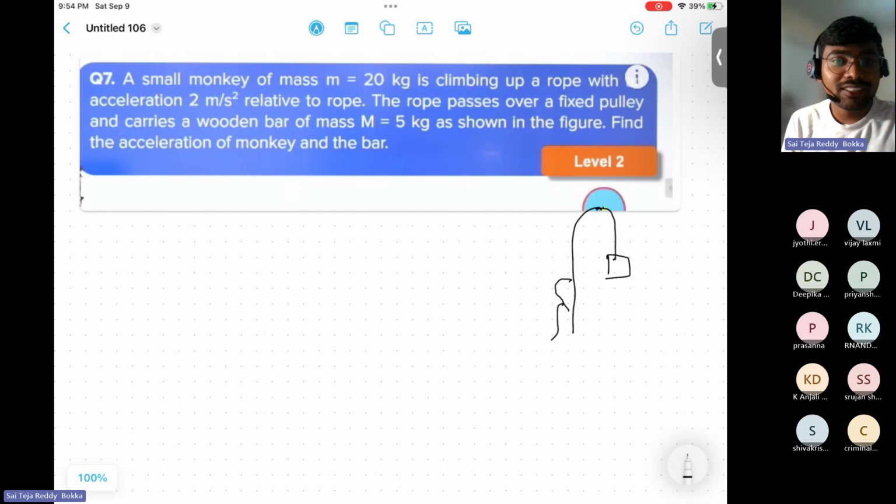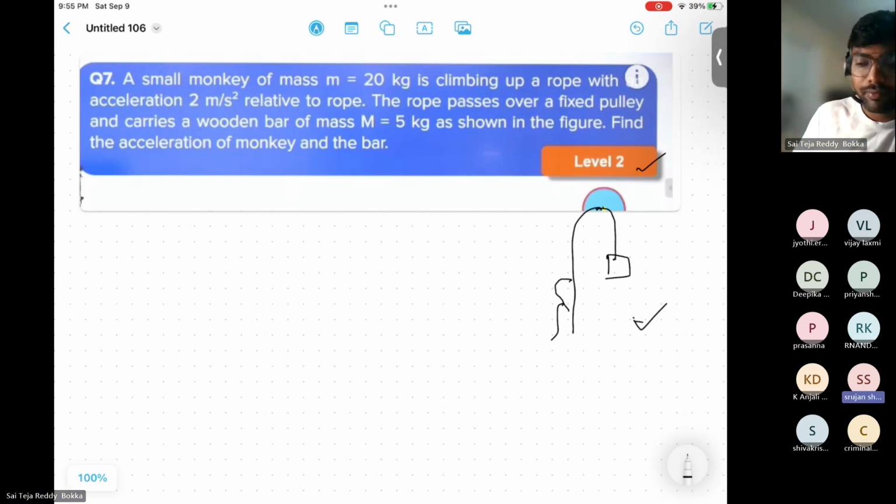A small monkey of mass m equals 20 kgs is climbing up a rope with acceleration 2 meter per second square relative to the rope. The rope passes over a fixed pulley and carries a wooden bar of mass m equals 5 kgs, as shown in the figure. Find the acceleration of the monkey and the bar. If you are doing this right, with proper clarity, it is a level 2 question, and it is also related to a previous mains question. Just try to solve it.